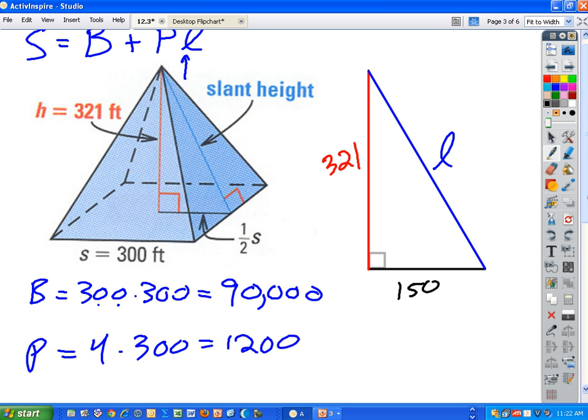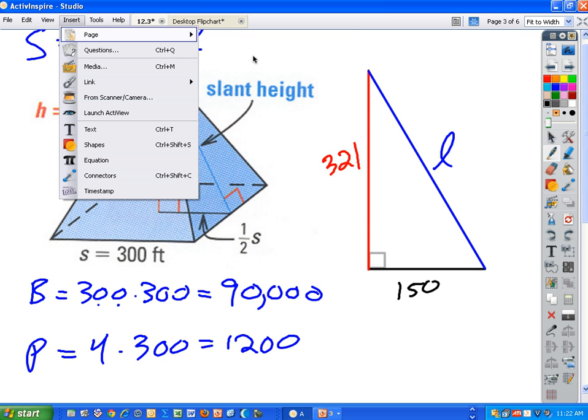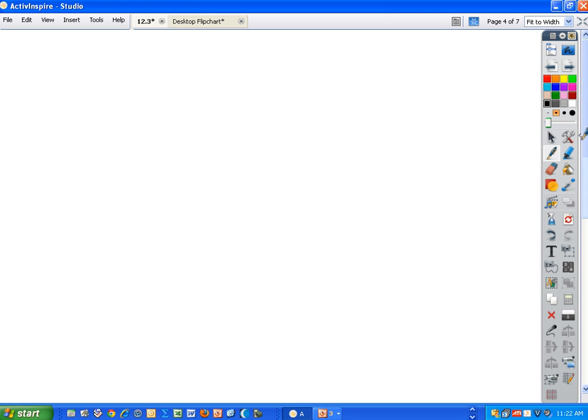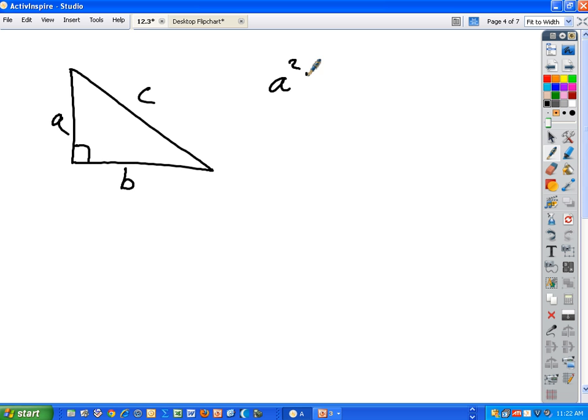How does that work? If I just forgot about that one and went back to just a basic right triangle, like so, and I call the legs A and B and the hypotenuse C, well, what do we know? Pythagorean theorem, which says what? A squared plus B squared equals C squared. Okay, A squared plus B squared equals C squared.